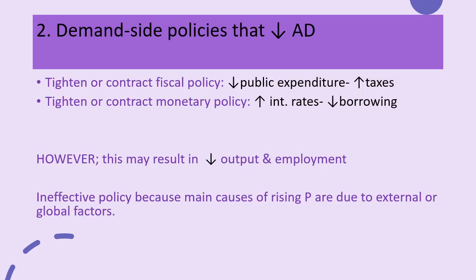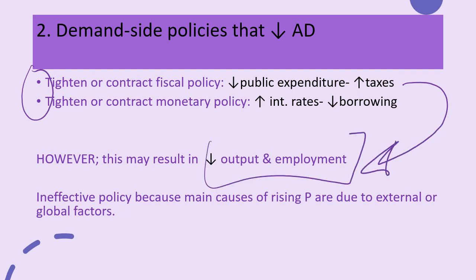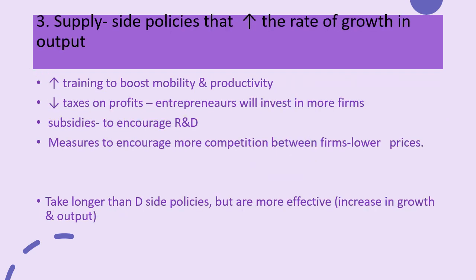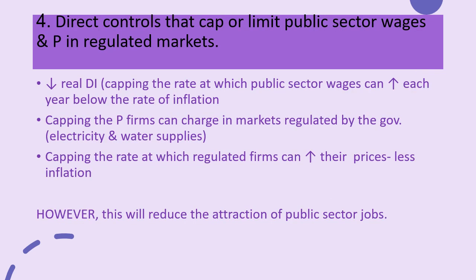Now, the demand side policies, what would the government do? We already explained it. So if you want, pause the video and write down these notes. And remember, this would create a problem, which is a decrease in output and employment, or an increase in unemployment. The third one would be using the supply side policies, and here are the notes of it.